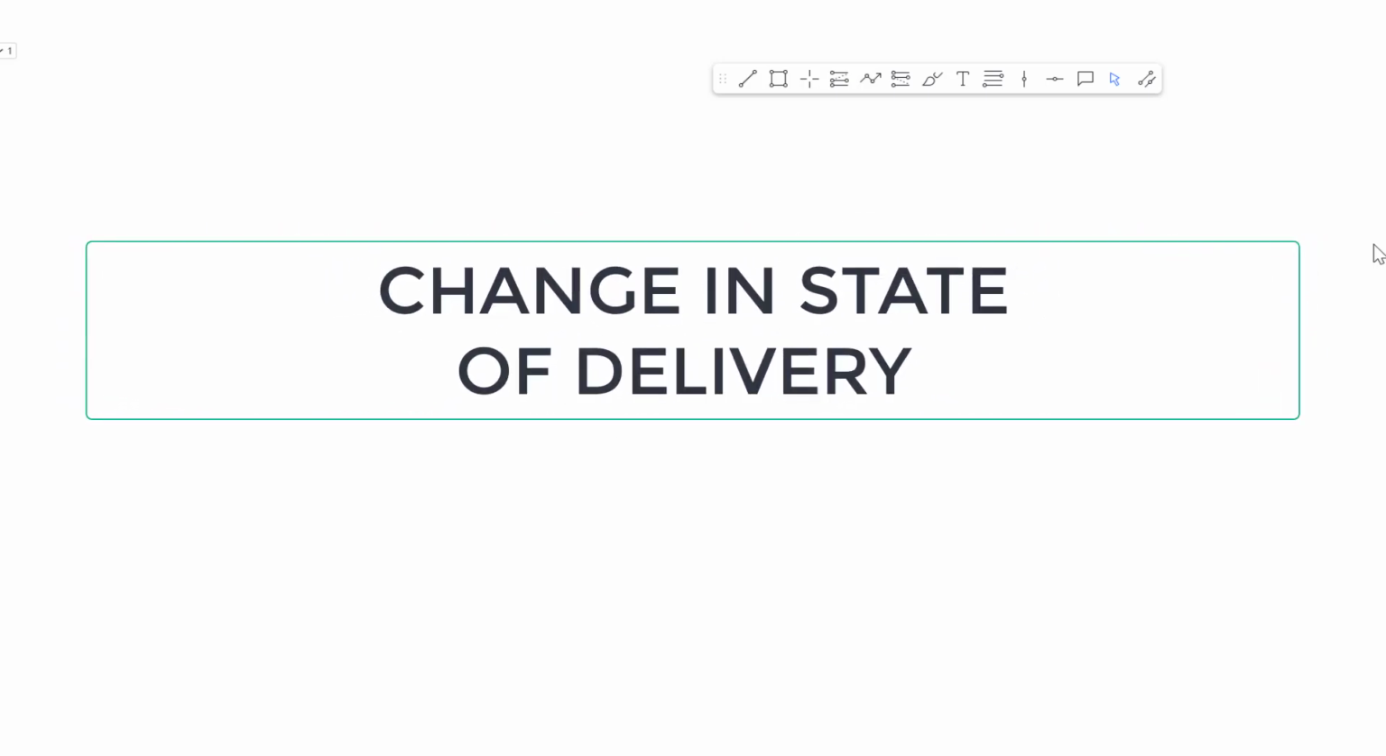In this lesson we're going to talk about change in state of delivery. So we're going to find out where the interbank algorithm changes its state of delivery. When do they change from bullish to bearish, or from bearish to bullish?